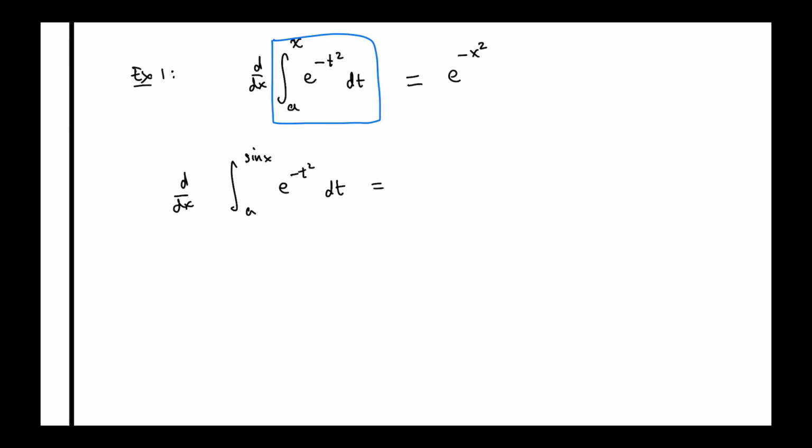Okay, now what does the fundamental theorem tell me to do? What am I going to do with the sine x and the e to the t squared? I'm just going to plug it in. But then what do I have to multiply by? To multiply that by the chain rule. Okay, so what did I do? The thing I was integrating, I just plugged sine x in place of t. That's it. But I have to multiply by its derivative by the chain rule. Okay?